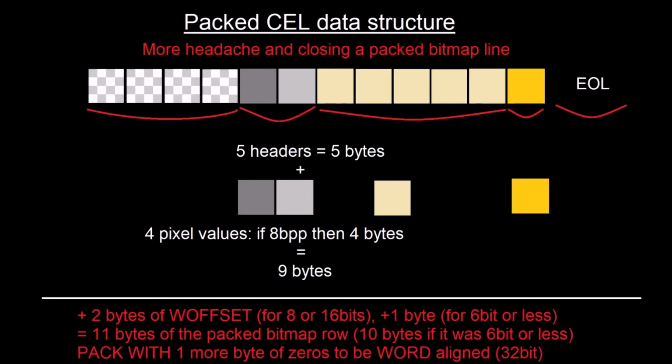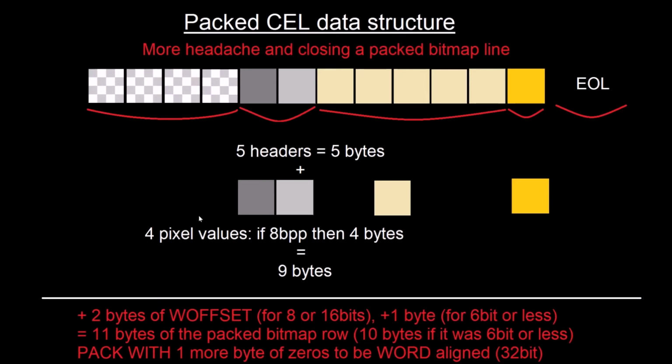And I'm sorry for not explaining everything with certainty, but you can look at my code. I think it counts to the total length, because it's an offset to the next line. I think it might count. And I might be wrong here, but let's go on with this. The W offset could be 2 bytes if the bitmap is 8 BPP or 16 BPP, which it is in this case, or 1 byte if it goes 6 bit or less.